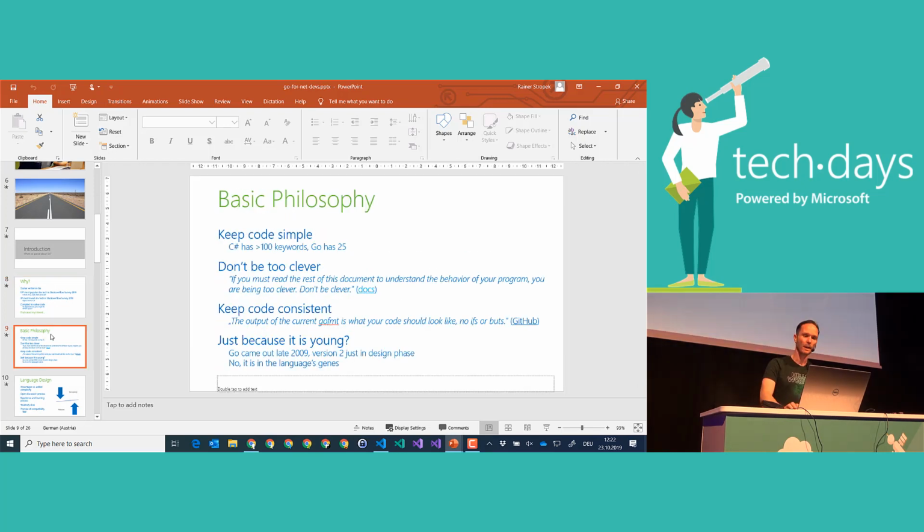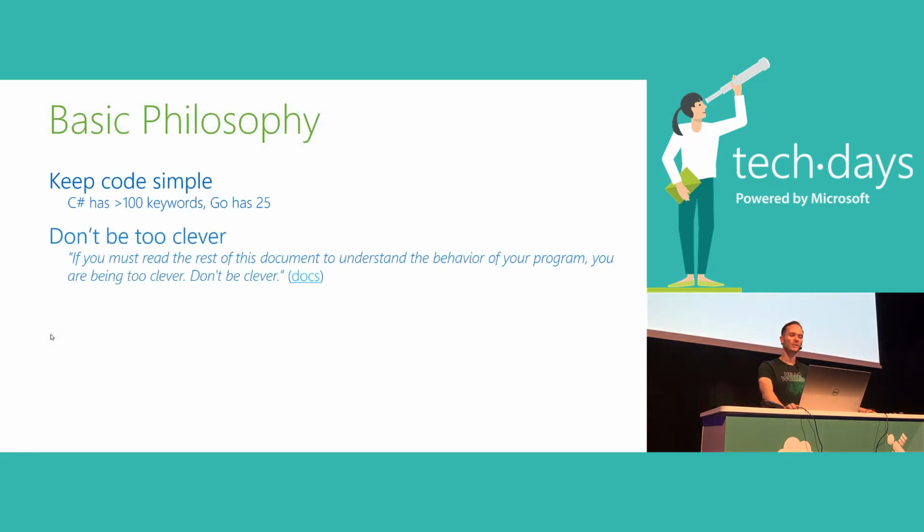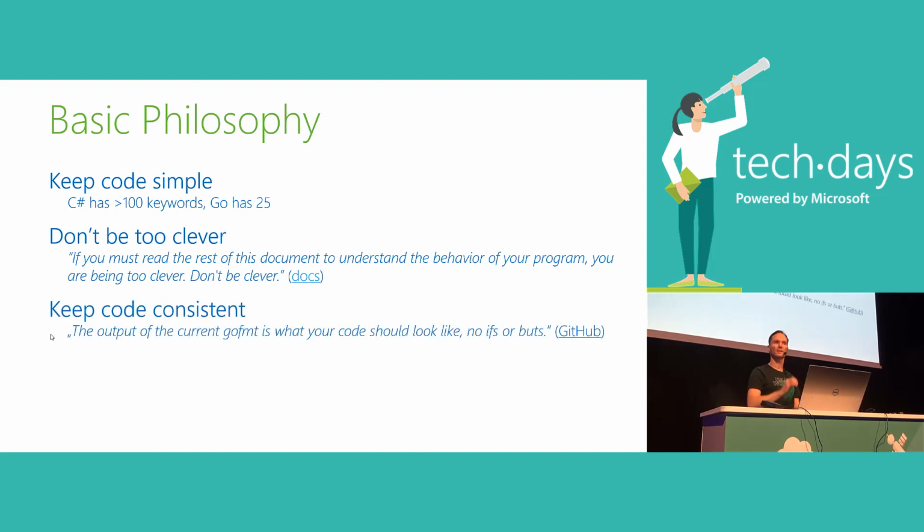Next one. Besides keeping code simple and you don't need to be too clever, your code must be consistent. You see, when I wrote my first Go program, I accidentally called a method with an uppercase letter. And in Go, just to tell you something, if you begin a method name with an uppercase letter, it's automatically exported as a public method. And I forgot to write the comment on top of it, and so I got a warning.